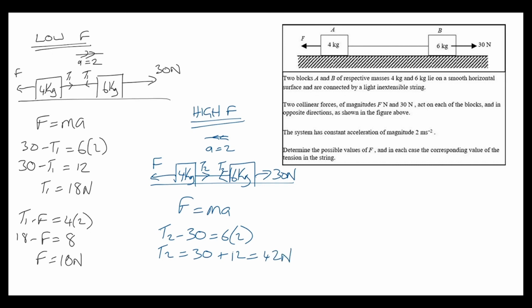Using that tension and focusing on particle A, F, the unknown force, minus T2 equals 4 times 2. T2 we know is 42. That added onto the 8 gets us an unknown force of 50 newtons. So, considering both of these cases, we found the tension and we found the unknown force.